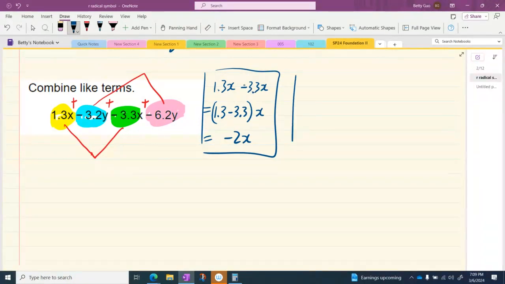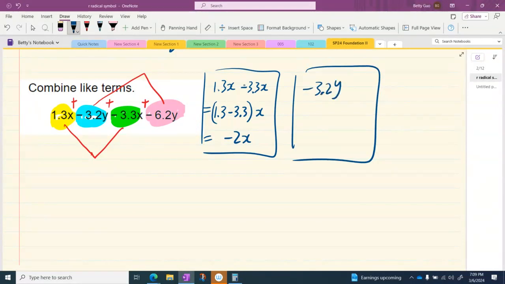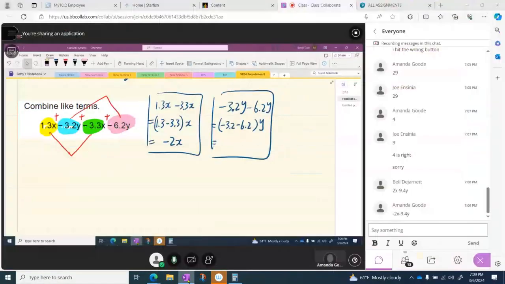And then in this box, I'm going to combine blue and pink. Negative 3.2y minus 6.2y. And we are going to combine the 2 terms by combining their coefficients. So negative 3.2, negative 6.2. How do you do that? Calculator. You know, calculator. Negative 3.2.